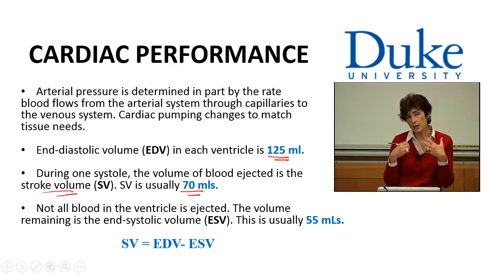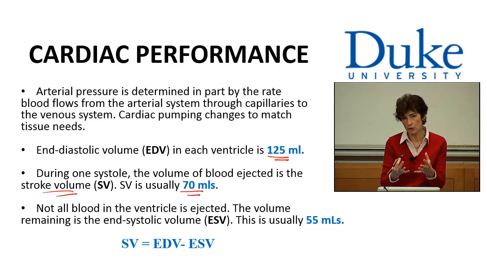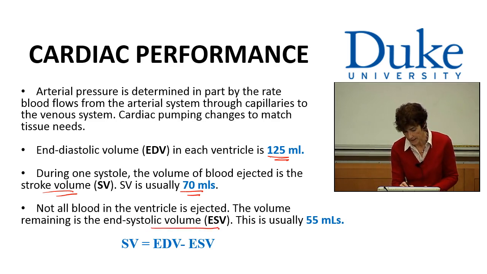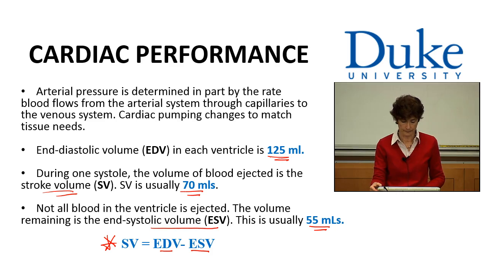So since not all of the blood is ejected from the ventricle, only part of the blood that's been filled into the ventricle is ejected. The volume that's remaining is the end systolic volume, and this is usually 55 milliliters, and that's what's shown here. So the stroke volume is equal to end diastolic volume minus end systolic volume.